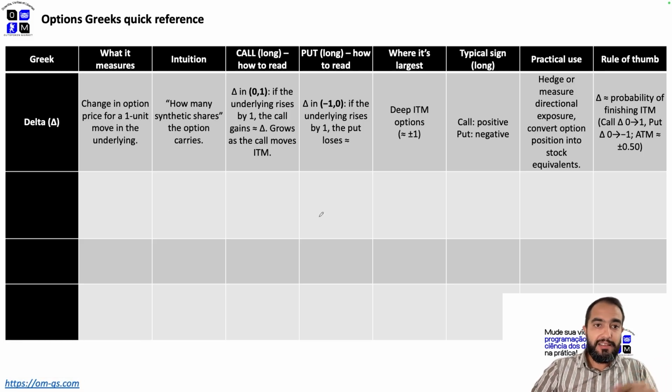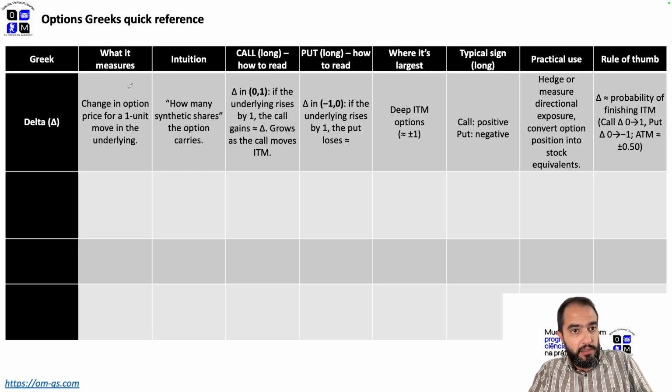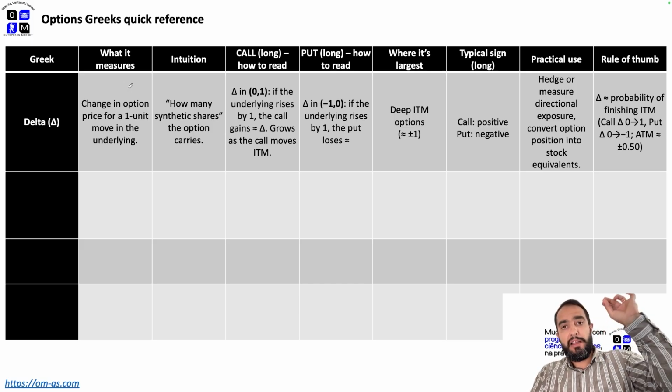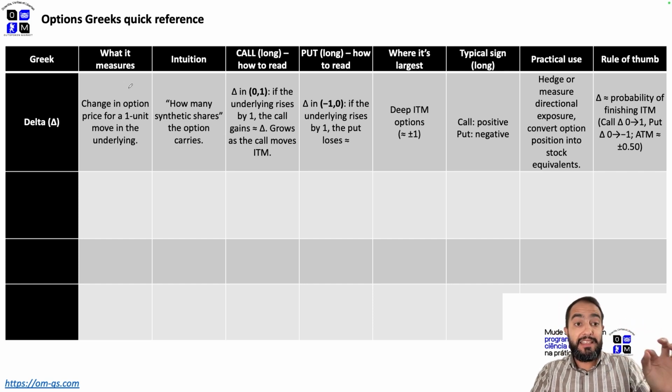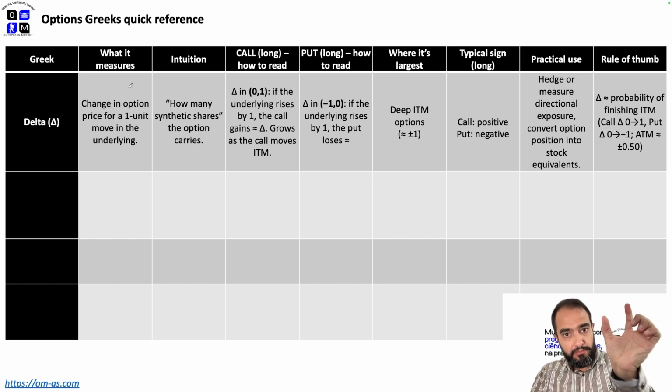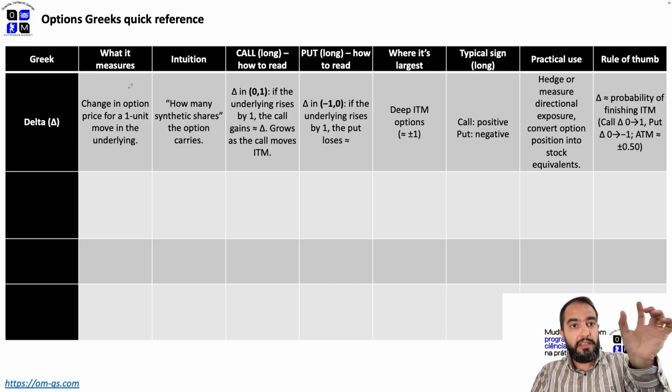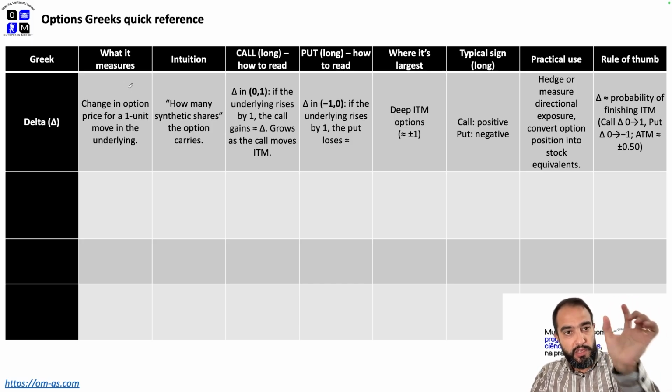You can understand it as the change in the option price as 1 unit of the underlying asset moves. So you have something, for example, that costs $100. What happens to the option price if that goes to $101 or it goes down to $99? This is the delta. So that value you're going to see from that option is the change expected for a 1 unit move in the underlying asset.